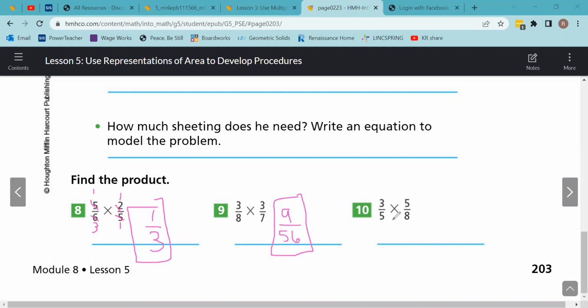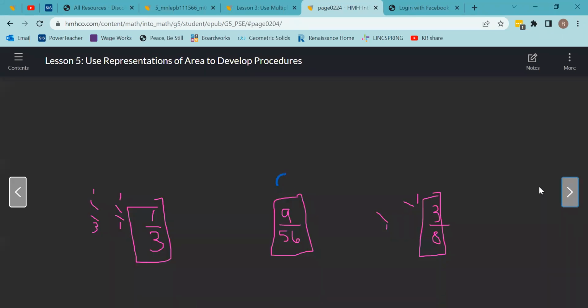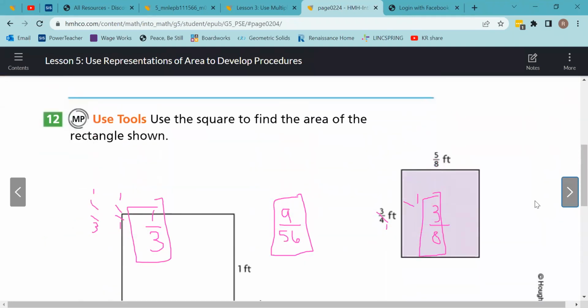Number 10, 3/5 times 5/8. Cross cancel your 5s, they become 1s. You end up with 3/8. 8 you can divide by 4 and 2 and 8, but not the 3. The answer is 3/8. Okay, page 204, we're going to zip down to number 12.